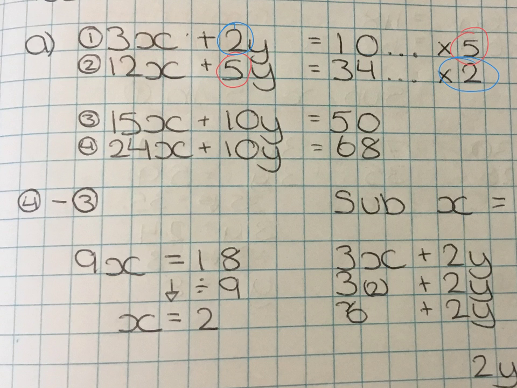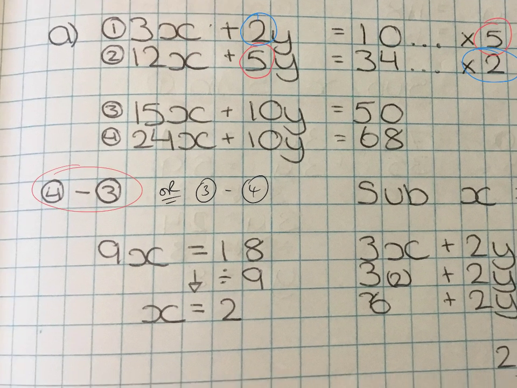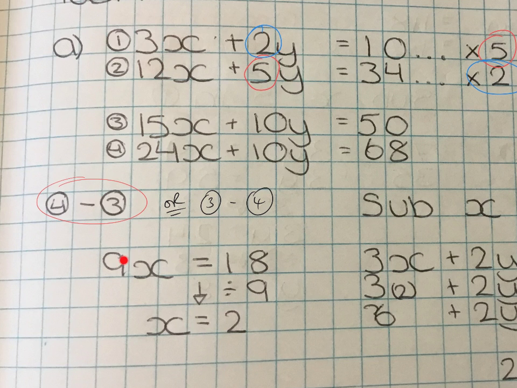Now, you can either do, as this person's done, equation 4 take away equation 3, or you can do 3 take away 4. You choose which one makes the most sense, and this was the correct one to choose. We don't want to have a negative x here. So what we do is we choose the x, the biggest coefficient, so that belongs to equation 4, and we take away the other one. So that's why this one should have been correctly chosen. So my one that I said here is wrong. Okay, it's not technically wrong, but it will make everything a little bit harder.